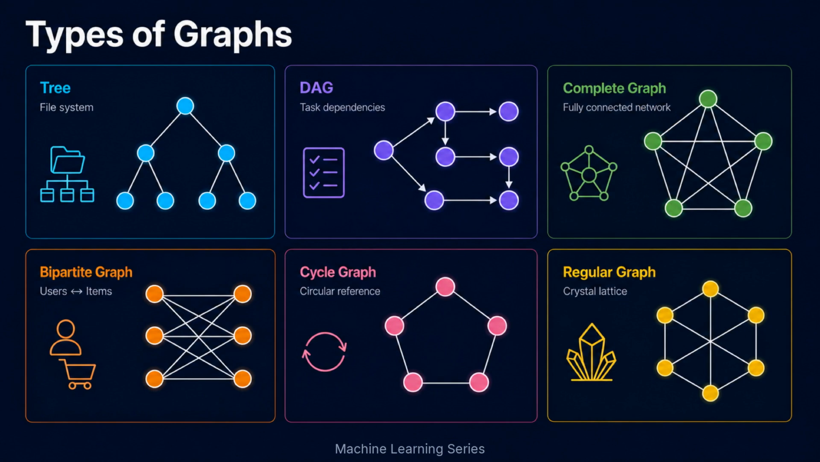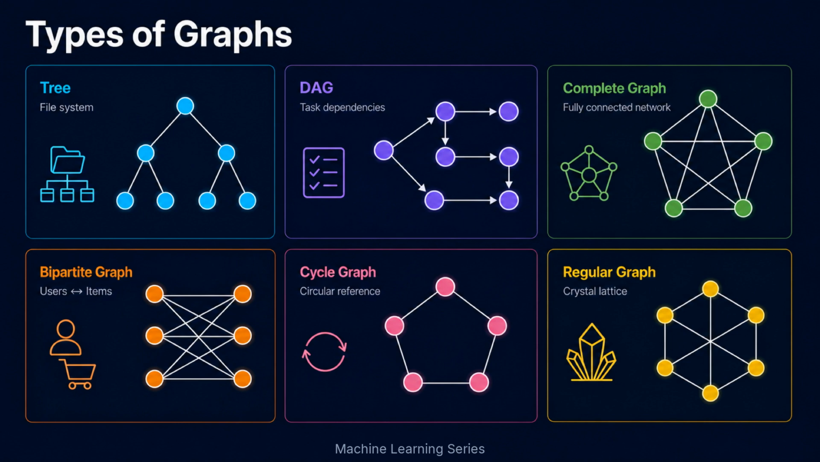Let's explore the different types of graphs you'll encounter. A tree is a connected graph with no cycles. Think of file systems or organizational charts. A DAG, or directed acyclic graph, has directed edges but no cycles, perfect for representing task dependencies. A complete graph has edges between every pair of nodes, useful for representing fully connected networks.